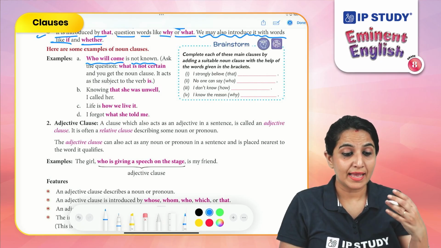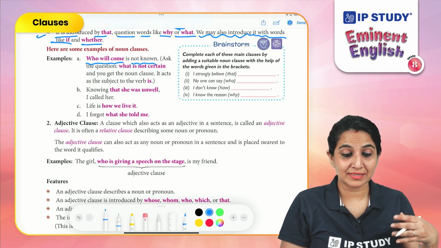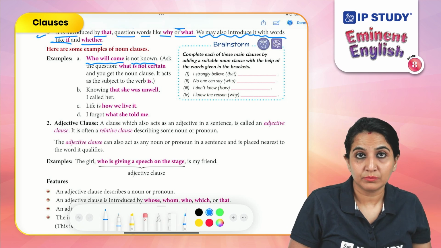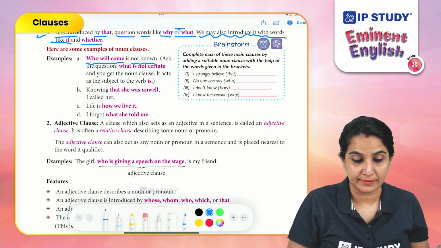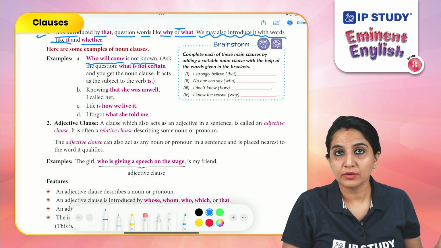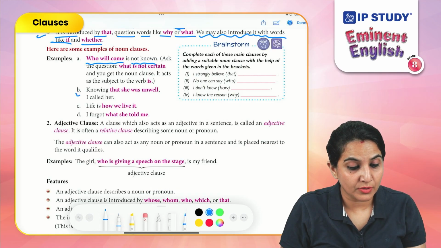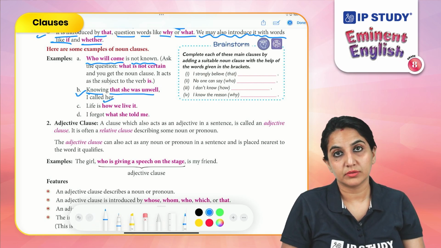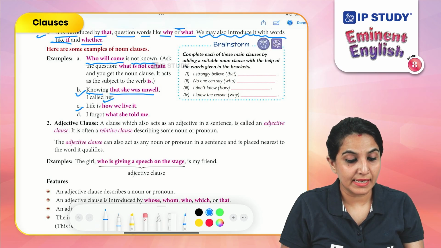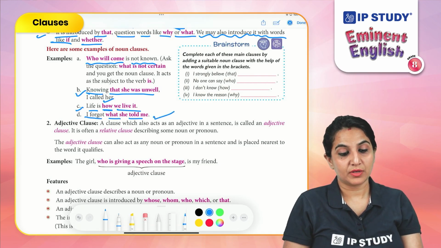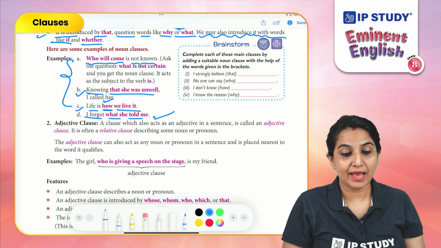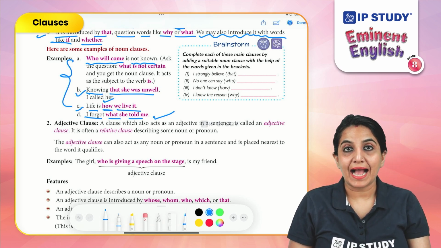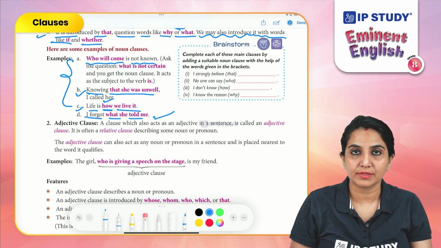Right? Now this is a noun clause, but it is asking a question like who is coming, what is certain and what is not certain, right? So, who will come is not known. Let's look at sentence B. Knowing that she was unwell, I called her. Sentence C. Life is how we live it. I forgot what she told me. So, if you look closely, we have used who, that, how, and what as a noun clause.